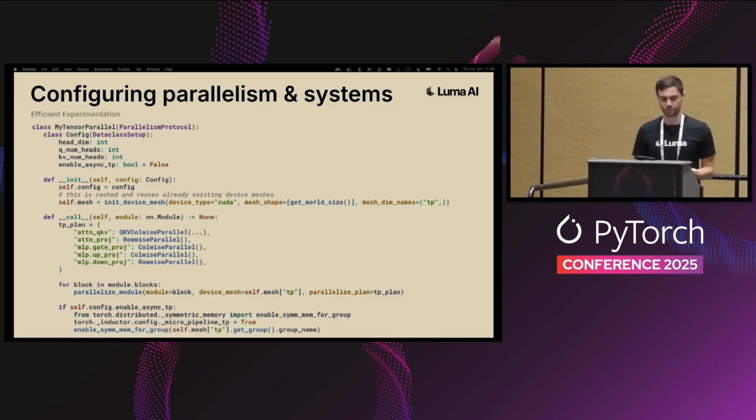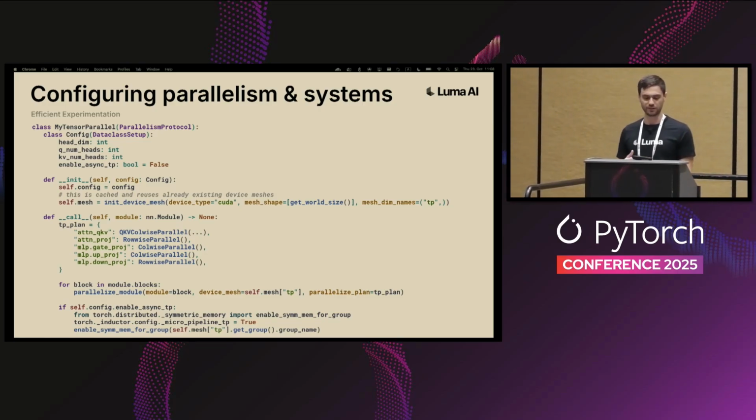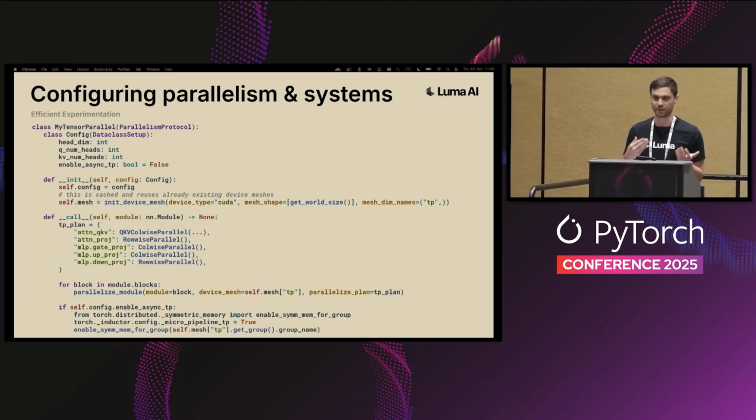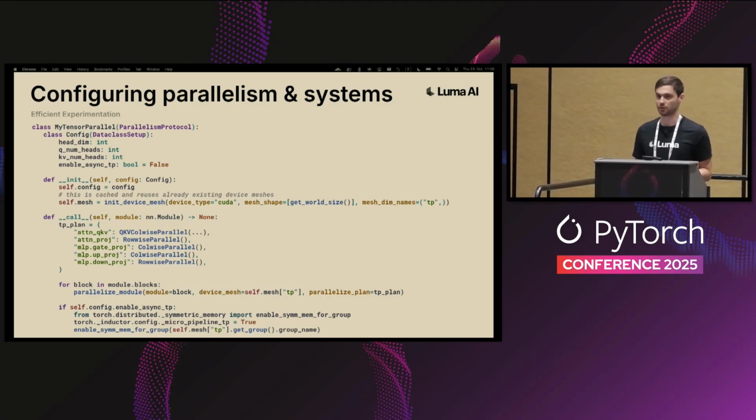And here's an example of something that could be a bit more sophisticated. In this case, this could be an example of how we apply tensor parallelism, including things like async TP. So again, this follows the same configuration structure. In this case, there might be some additional things like the head dimension or the number of heads in query and key values, and if we want to enable async TP or not. After we initialize it, we create our device mesh, which is also one of the features in PyTorch now that we use very heavily. And then as we call this parallelism scheme, we apply it on top of a module. So we create our tensor parallel plan, we call the parallelize module function, and then optionally we apply async tensor parallel.